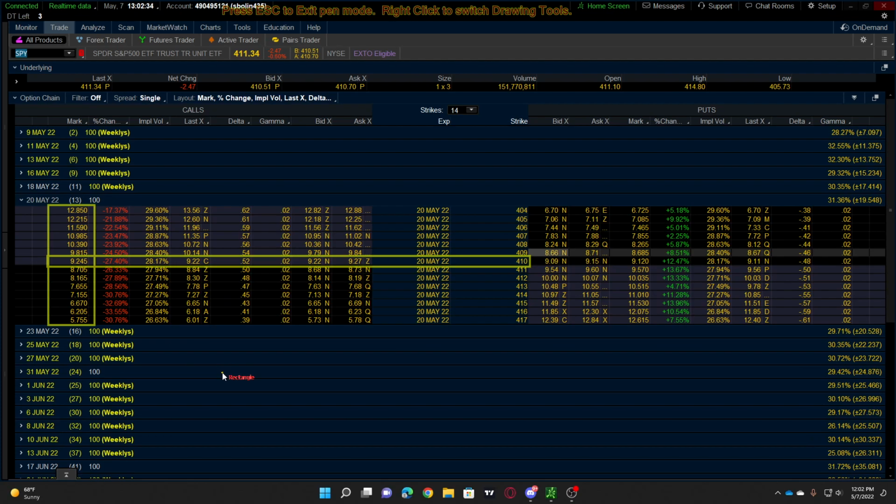I'm just going to round up a little bit. So if I bought it at $9.25 and then SPY makes a $1 move, how much could I make versus how much could I lose? Well, we can do that math.